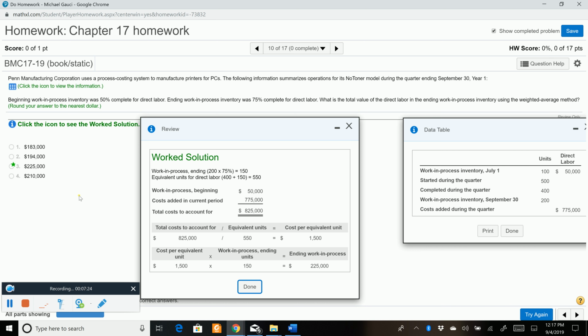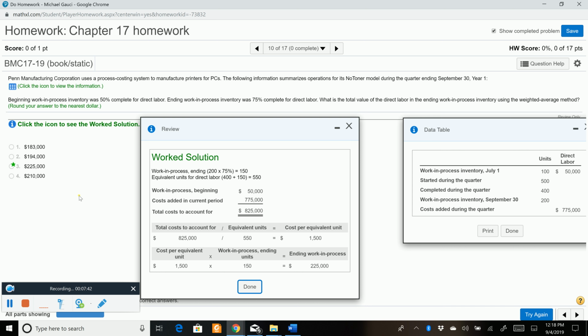During the period, we started an additional 500 units. So that means we have a total of 600 units to account for. I know out of those 600 units, 400 were completed during the quarter. That means that 200 units remain in ending WIP at the end of the period.